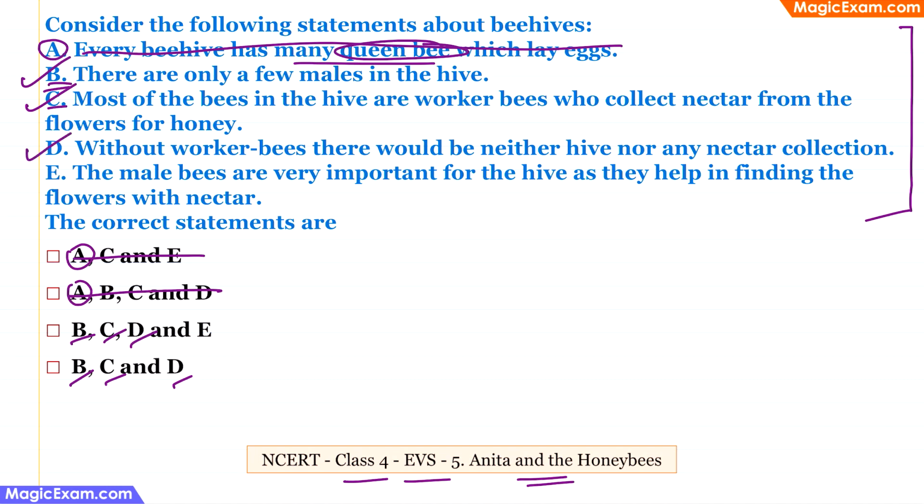Now we have to look at statement E, which says that the male bees are very important for the hive as they help in finding the flowers with nectar. This is not a correct statement because male bees do not do anything else other than just help in fertilizing the eggs. They just stay in the hive for most of their lives. Therefore, this is an incorrect statement. So since E is incorrect, this option which has E in it will also be incorrect. Therefore, the only remaining option is B, C and D, which is the correct answer.